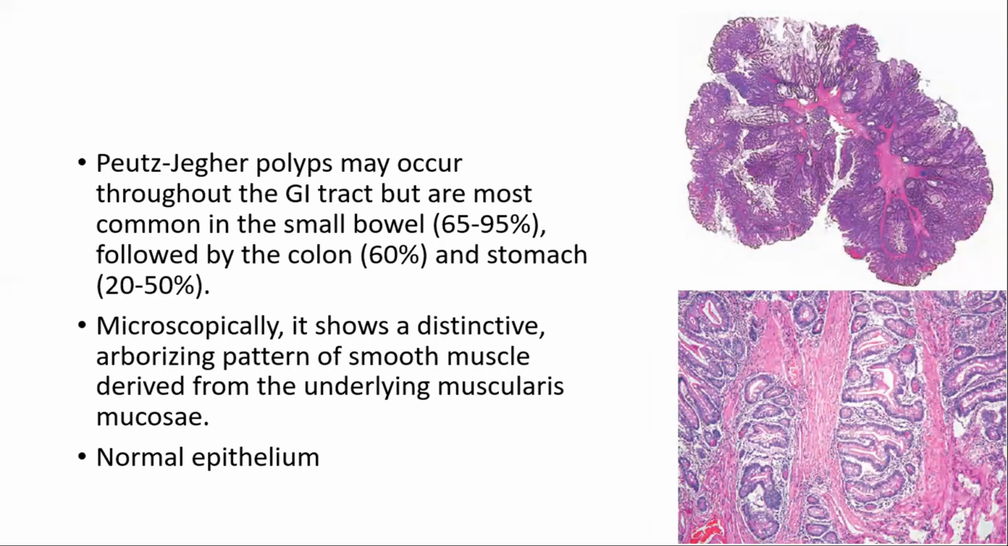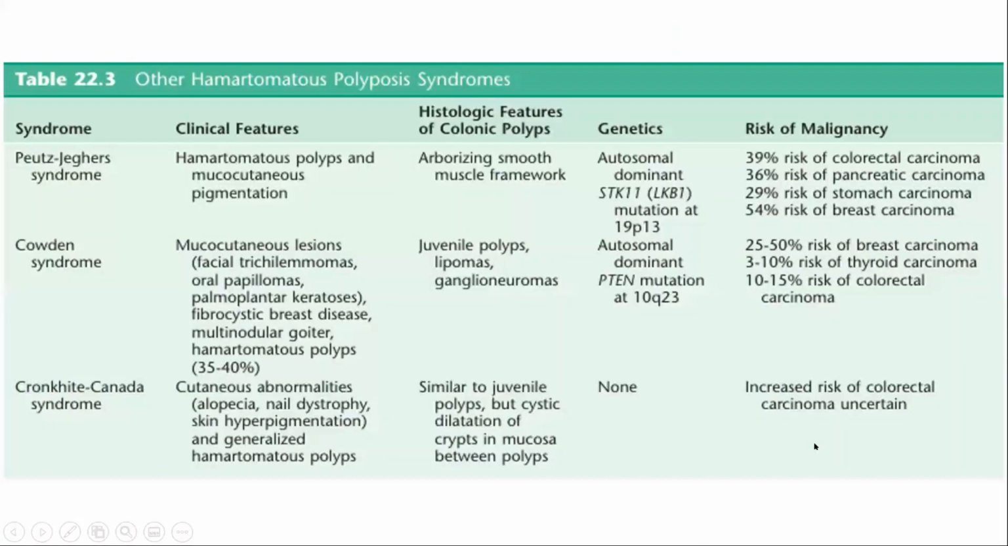Microscopically, what we see in Peutz-Jeghers polyps is this characteristic, distinctive arborizing pattern of smooth muscle. You can see it like branches of a tree. The arborizing pattern of smooth muscle derives from the muscularis mucosae. So when we see this, it is likely to be a Peutz-Jeghers polyp. The epithelial lining is normal epithelial cells. It looks a bit hyperplastic like this, but it is normal. Again here, just to show you the arborizing pattern of smooth muscle. This pink is the smooth muscle cells.